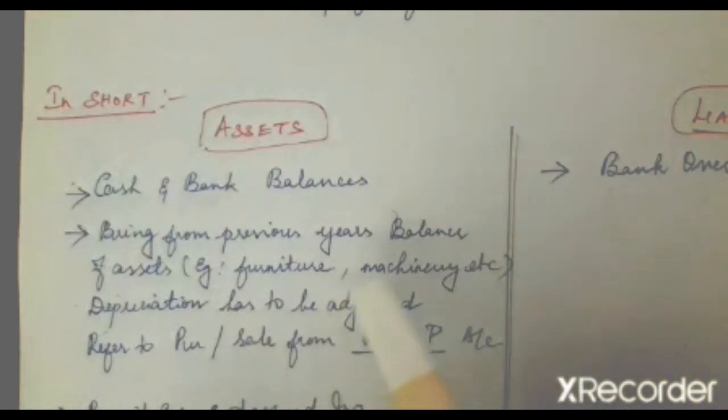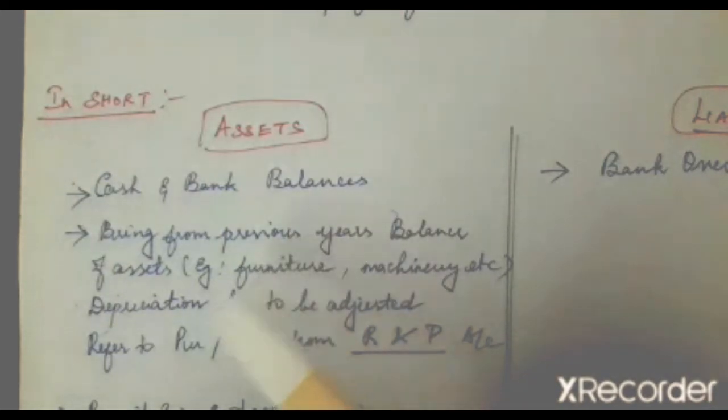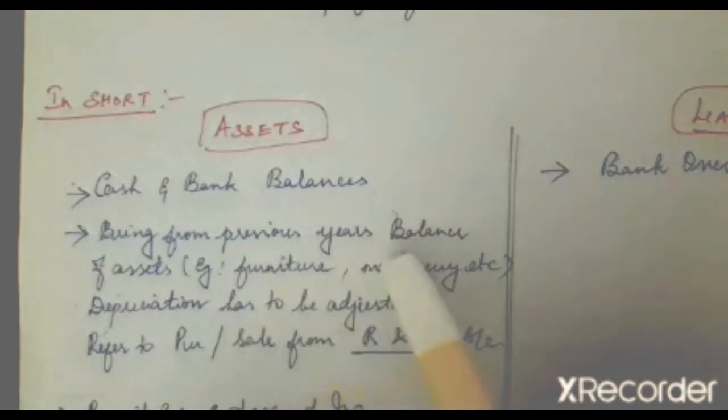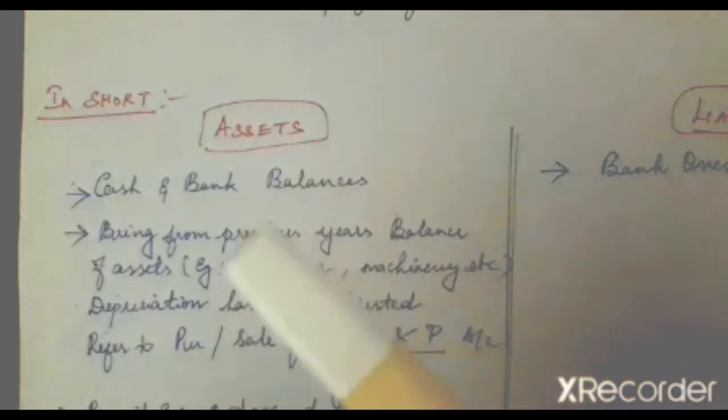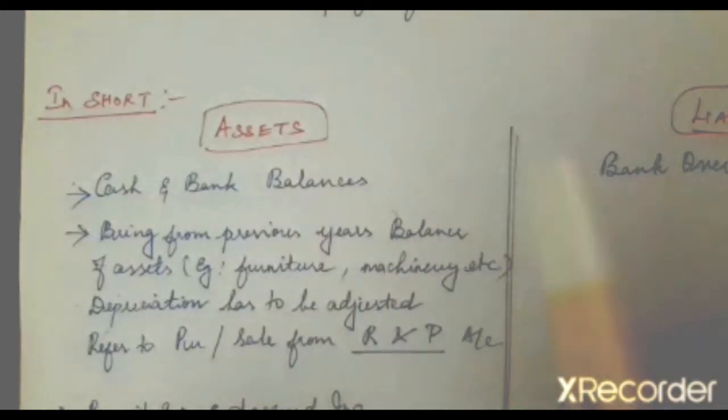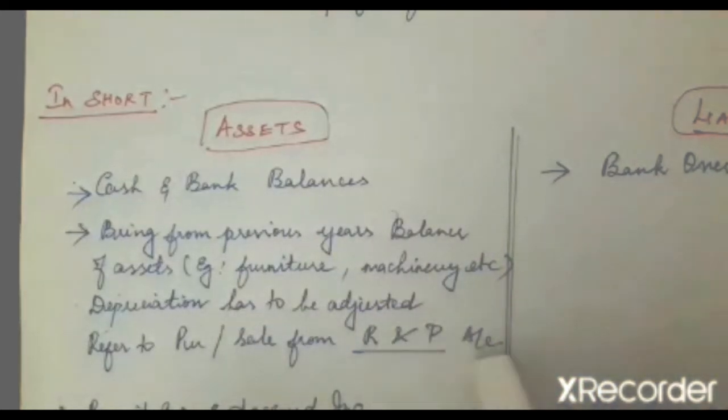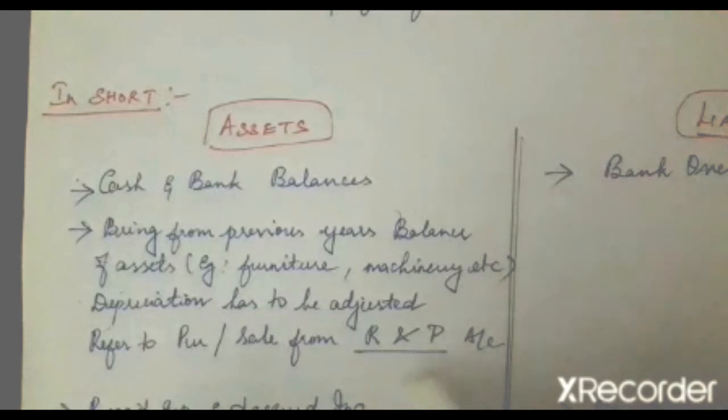How to know if there are any additions or sales? Additions means purchases, which need to be added. If there is any sale of an asset, then it needs to be deducted, as I already told you. You have to refer to what? To your receipts and payments account. Only if you see this will you understand that a sale or a purchase has occurred.